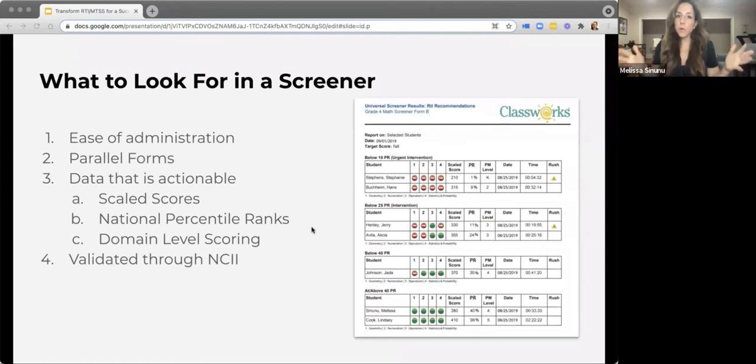So, what to look for in a quality screener? One, ease of administration. The test length should be predictable and manageable for students and should definitely not take too long. You want parallel forms for administration with integrity 3 times a year. You want data that is actionable.